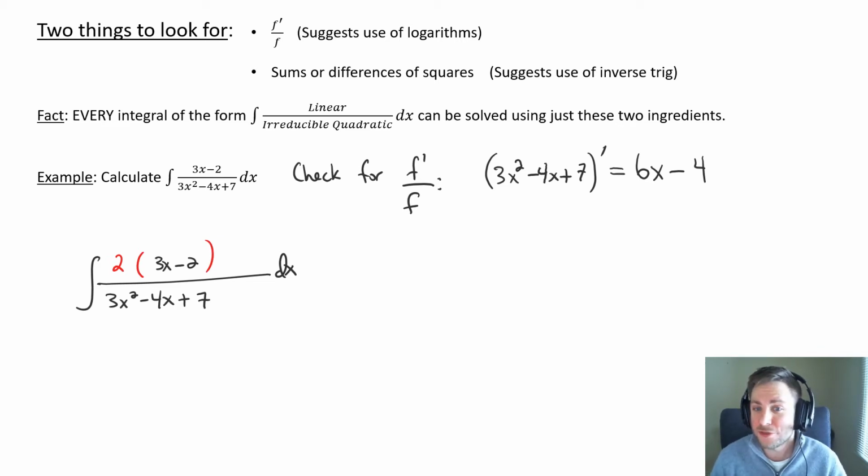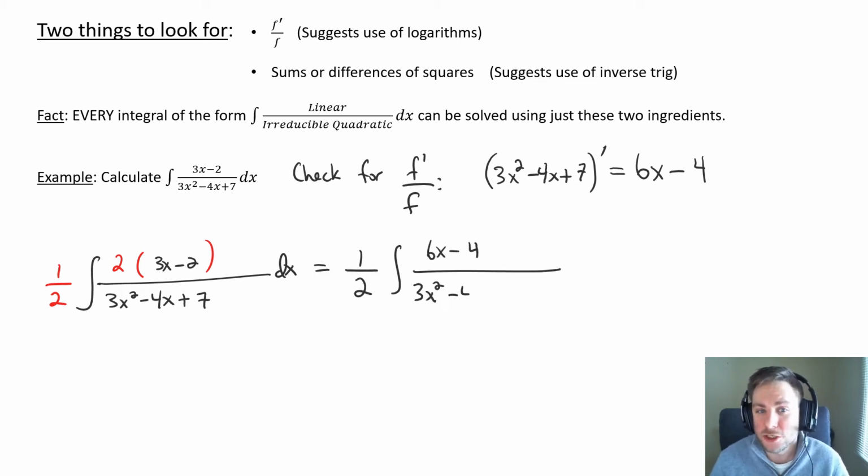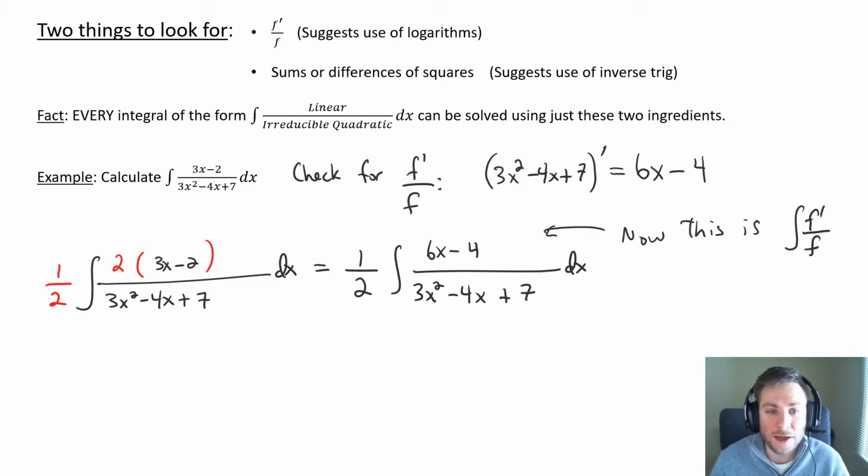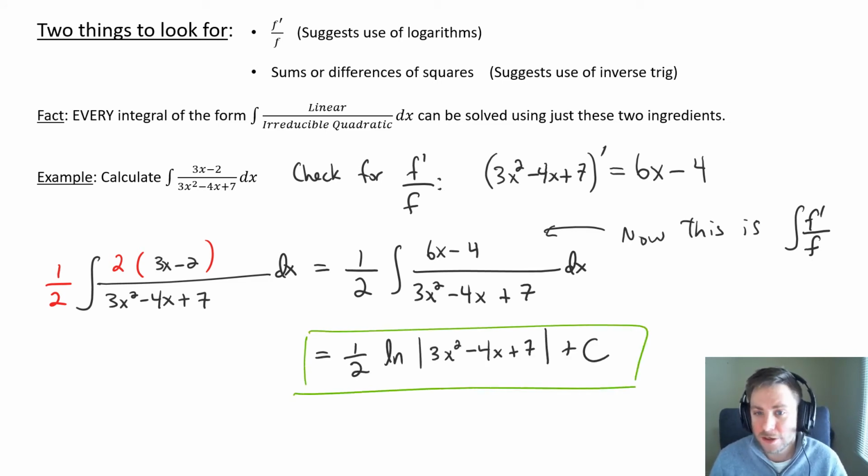So we could get the numerator we want if we just multiply by 2 up here. But if I do that, then I also need to divide by 2 to cancel out the change that I just made. After expanding, we do then see a numerator of 6x minus 4, which is what we wanted. So this now really is of the form f prime over f. And anytime we see that, we know the result is the natural log of the denominator with an absolute value. And that's it for this problem.